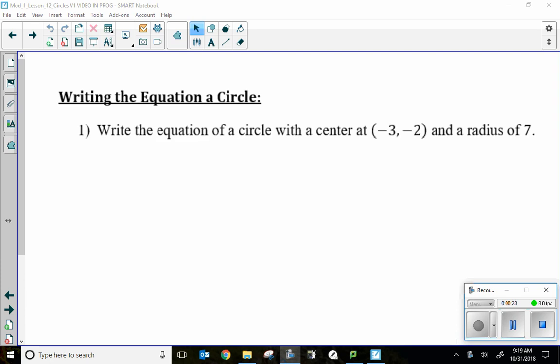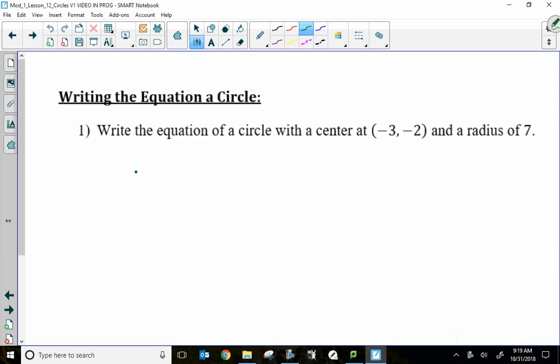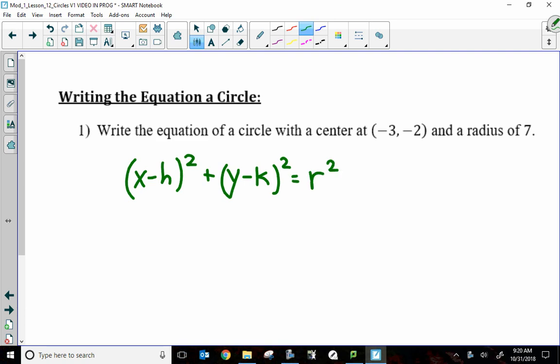Doesn't get much easier than this, right? We should remember that the equation of the circle is (x - h)² + (y - k)² = whatever my radius is squared. We should also remember that the center of the circle is my h and k.